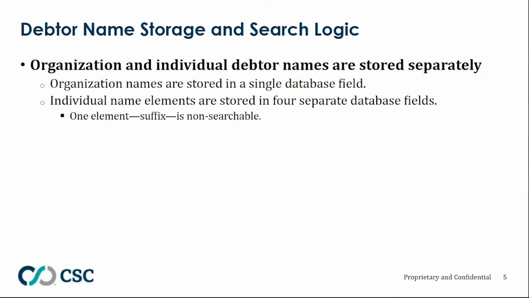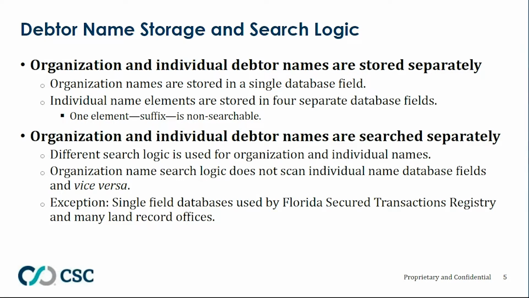Now, this is important to know because the search logic approaches these differently. Different search logic is applied to individual and organization debtor names. Organization names use a multi-step search logic that normalizes the name, but it never looks at the individual name fields. And the same is true with the individual name fields. The search logic applied there doesn't even look at the organization name field. So providing it in the wrong name field is just the same as not providing it.